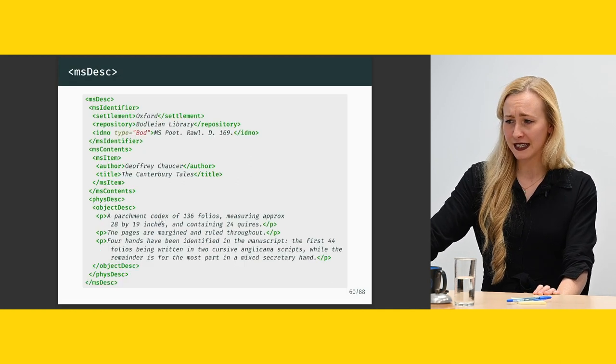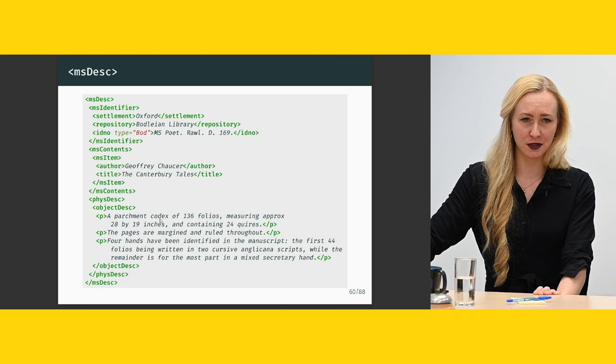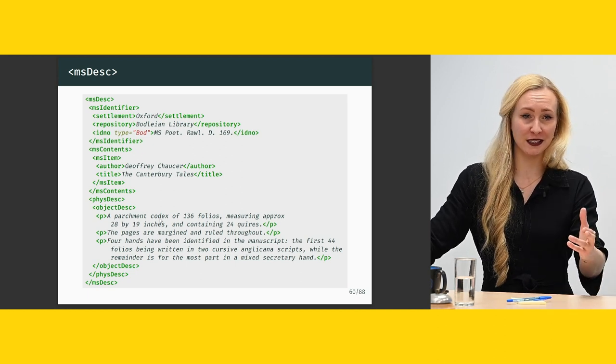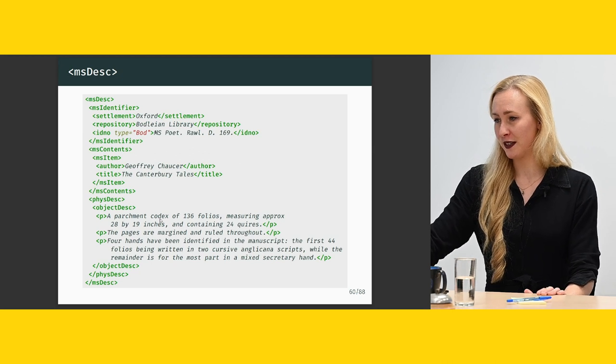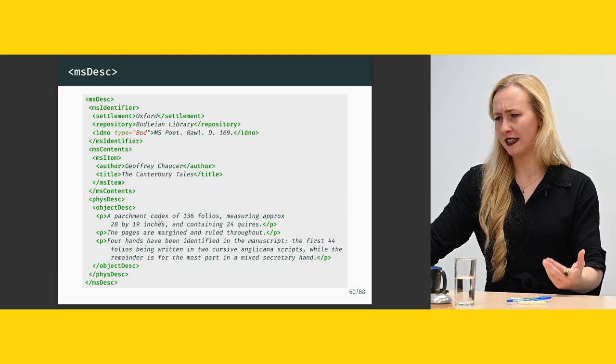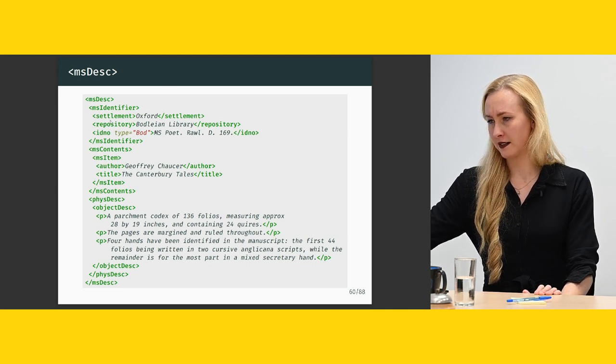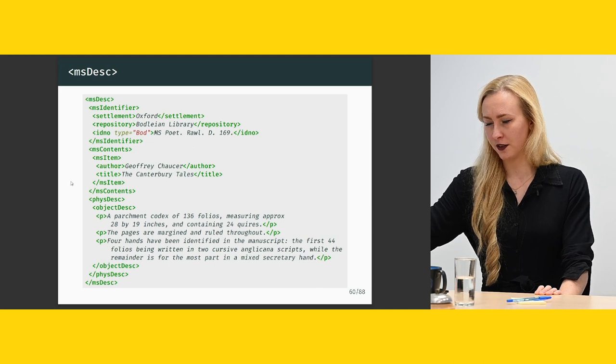There's a tiny, tiny example of an MS description. I'm not even going to go into detail, because we are going to go into detail later. But just so you see what it could look like as a minimal example. In this case, it has settlement, repository, a number, and an author, and so on.